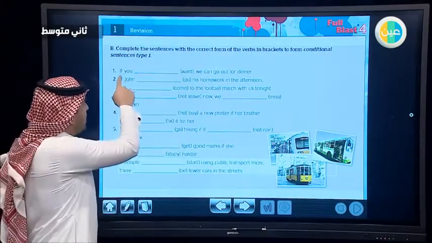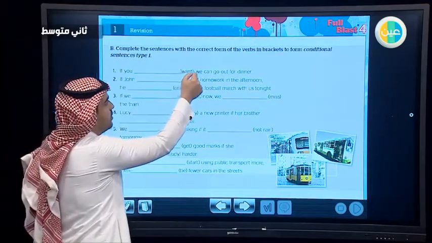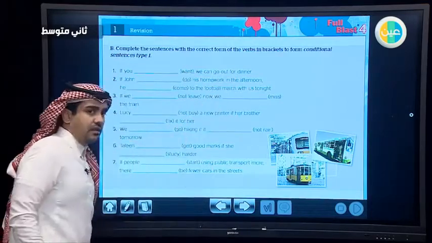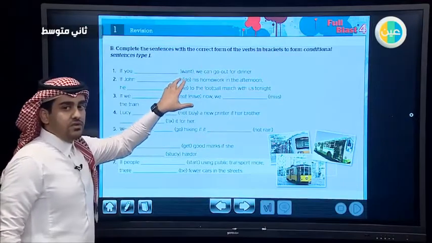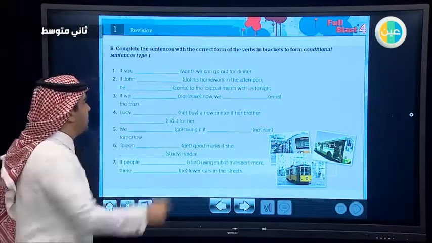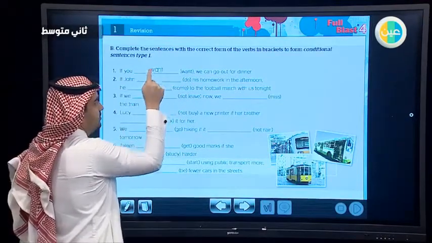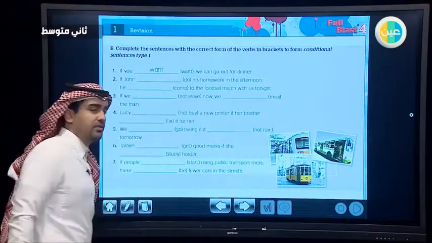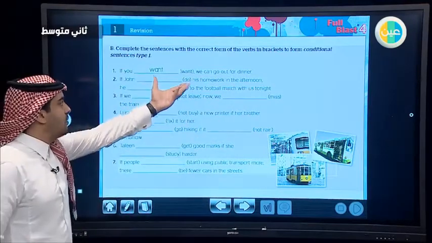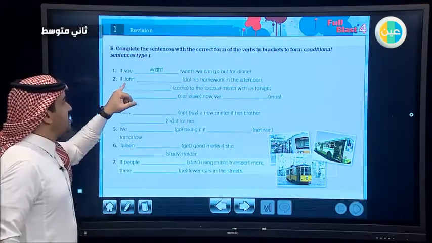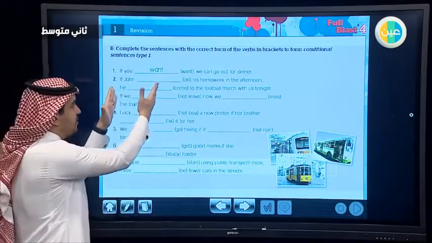So number 1, if you blank, we can go out for dinner. Okay, so the verb we need to use is the verb want. So if you want, we can go out for dinner. Okay, this is what will happen.